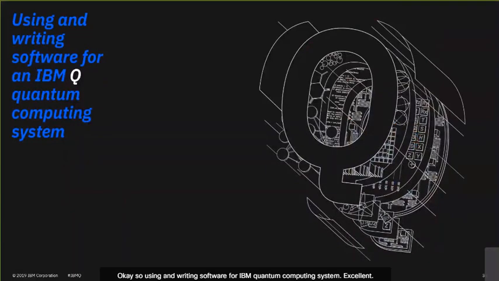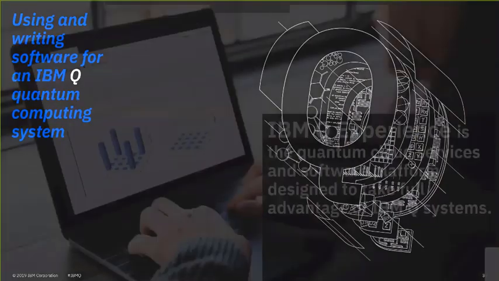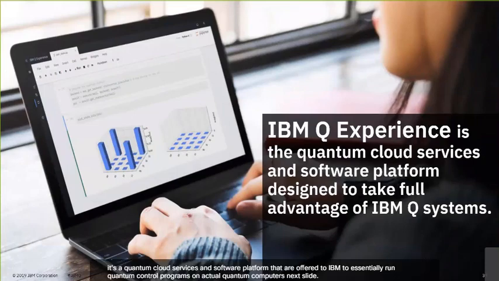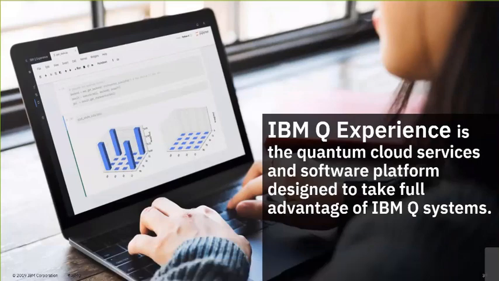Okay, so using and writing software for IBM Q quantum computing systems. Next slide. Okay, so this is the IBM Q Experience. It's quantum cloud services and a software platform offered by IBM to essentially run quantum programs on actual quantum computers. Next slide.